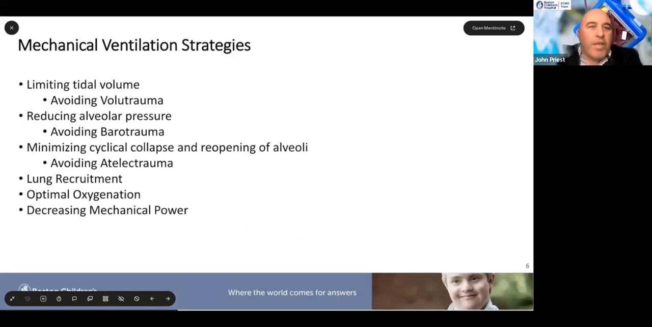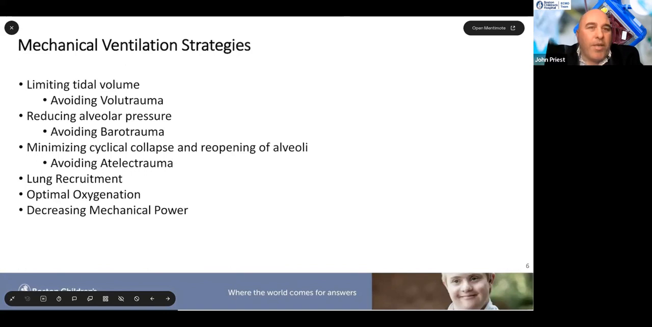So what are the mechanical ventilation strategies? Limiting tidal volume is going to avoid your volume trauma. Reducing alveolar pressure, so your peak inspiratory pressure or perhaps your peak expiratory pressure, is going to avoid your barotrauma. And minimizing cyclic collapse and reopening of the alveoli is avoiding atelectatic trauma. And this is again common in ECMO, because there's always areas of the lung that are open, that do participate in gas exchange, and you don't want to hurt them.